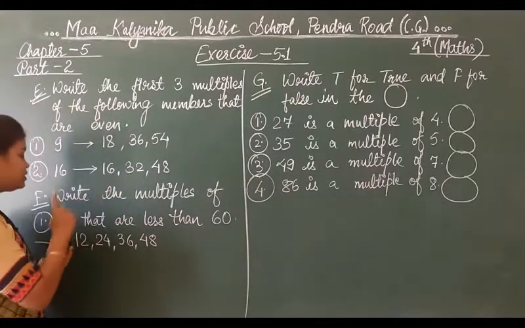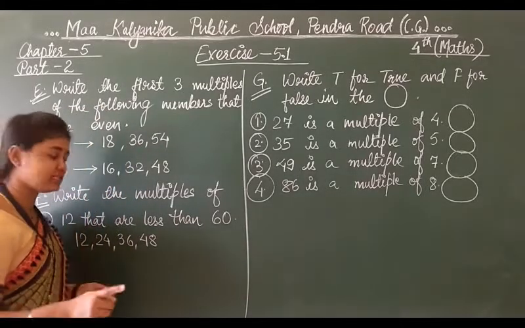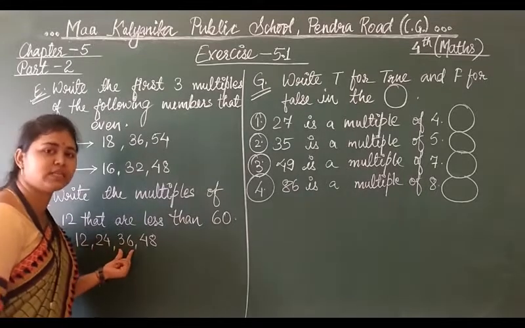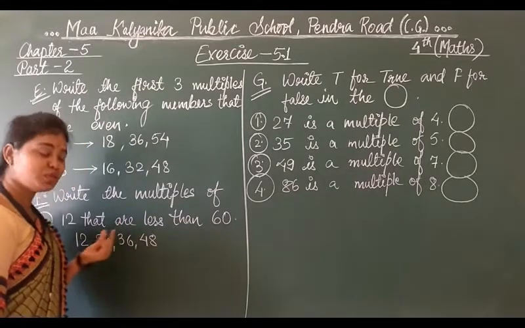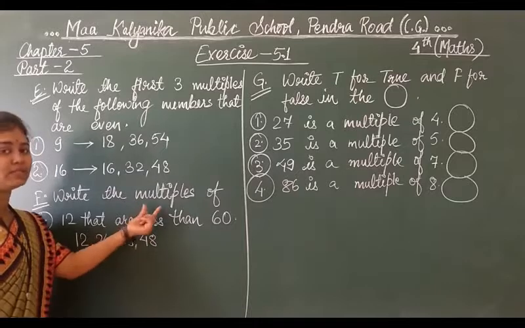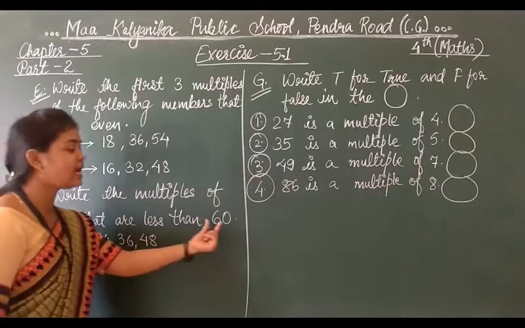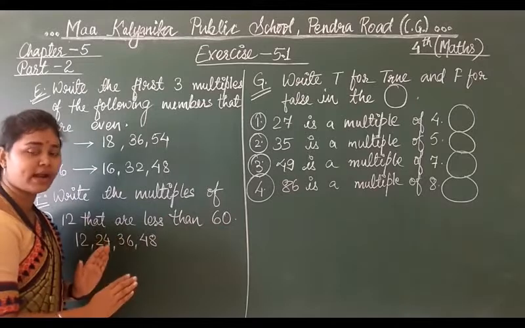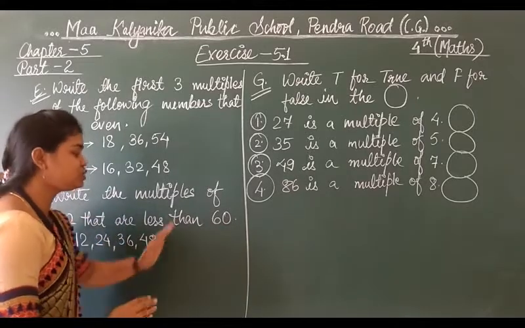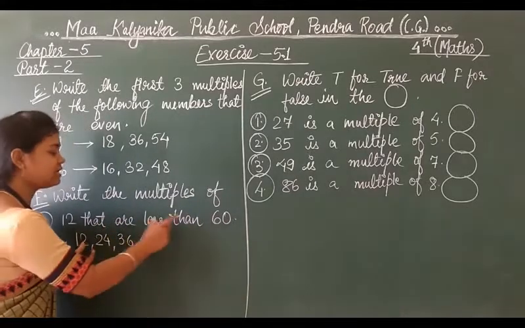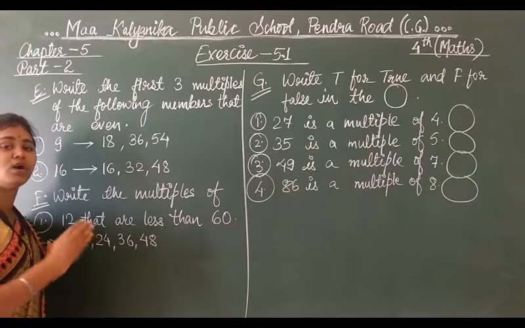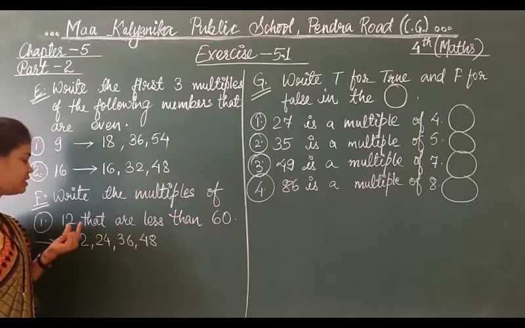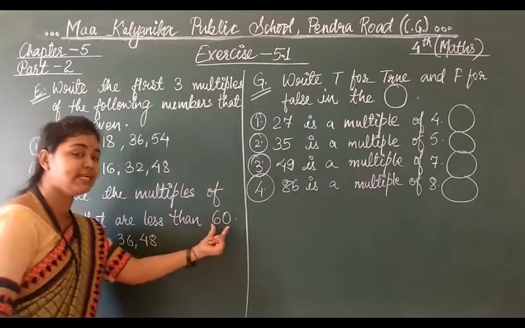The multiples of 12 that are less than 60 are: 12 ones are 12, 12 twos are 24, 12 threes are 36, 12 fours are 48. So these are the four multiples of 12 that are less than 60. After doing the calculation and writing the solution, you have to check whether the given condition is applied here or not. Clear to you? So in this way four multiples of 12 are there which are less than 60.